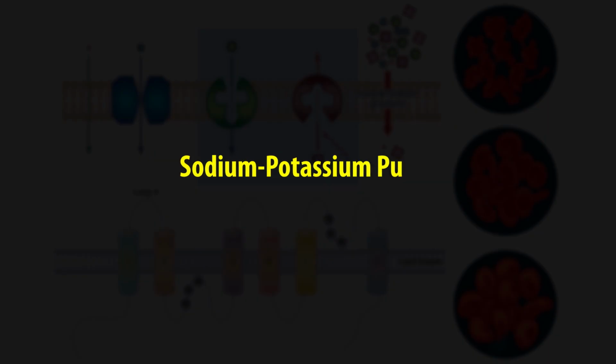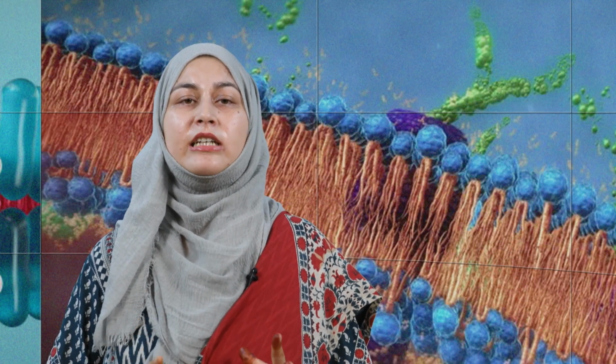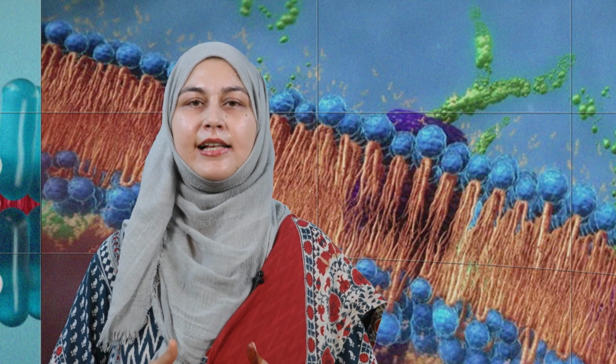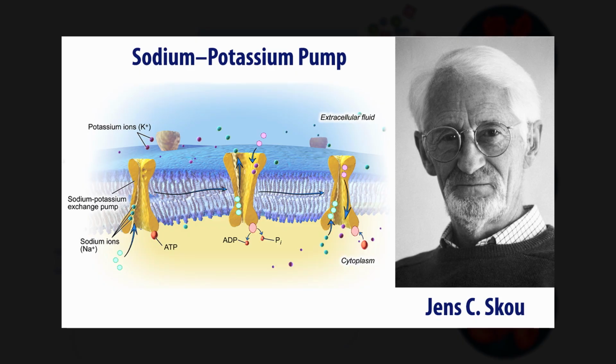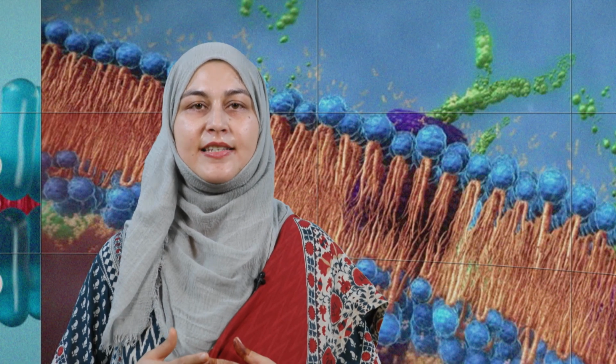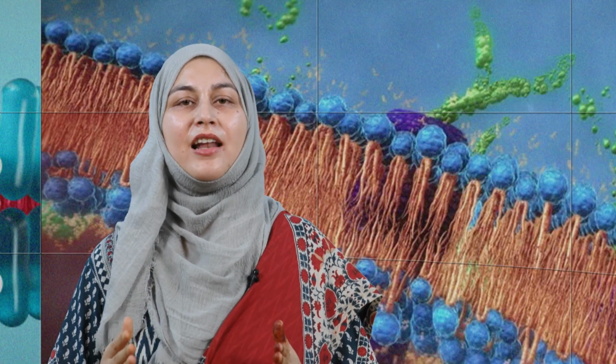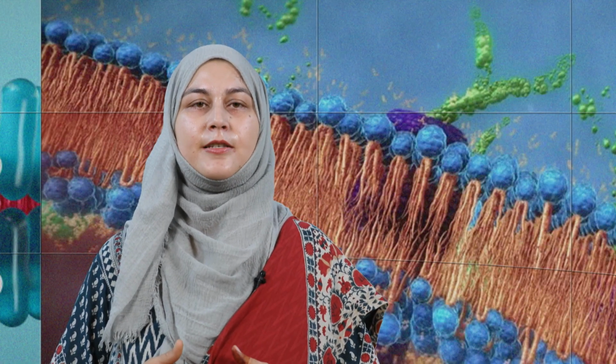We will now see the sodium-potassium pump, or the sodium-potassium ATPase. The sodium-potassium pump is an integral membrane protein found in nearly all animal cells. It was discovered in 1957 by Jens Christian Skou, who received the 1997 Nobel Prize for this breakthrough. This pump is essential for ion homeostasis, particularly in excitable cells like neurons, which rely on it to transmit impulses.